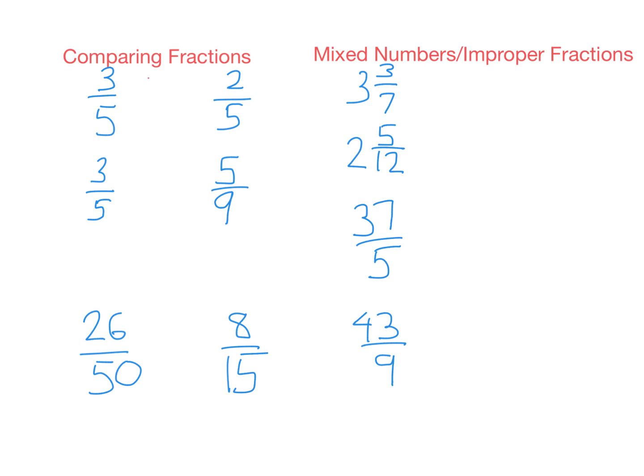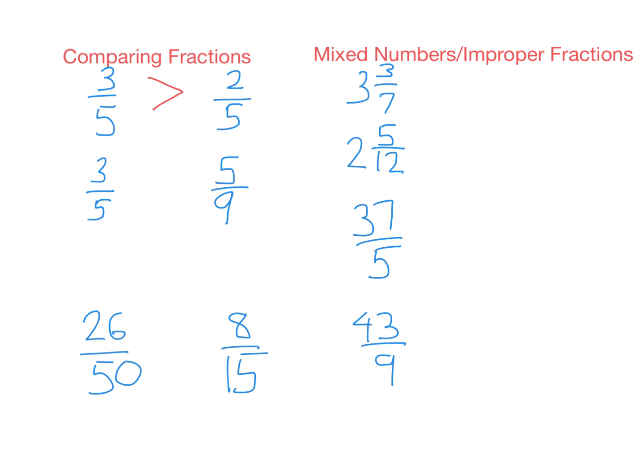So we use this symbol here. Remember, this is like a crocodile's mouth. The crocodile wants to eat the larger number. This says 3/5 is greater than 2/5. But it's actually a bit more tricky when the two fractions you're comparing have different denominators.